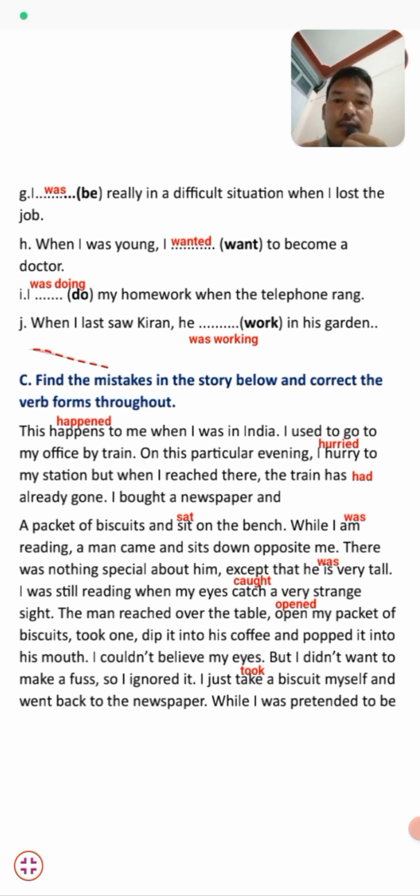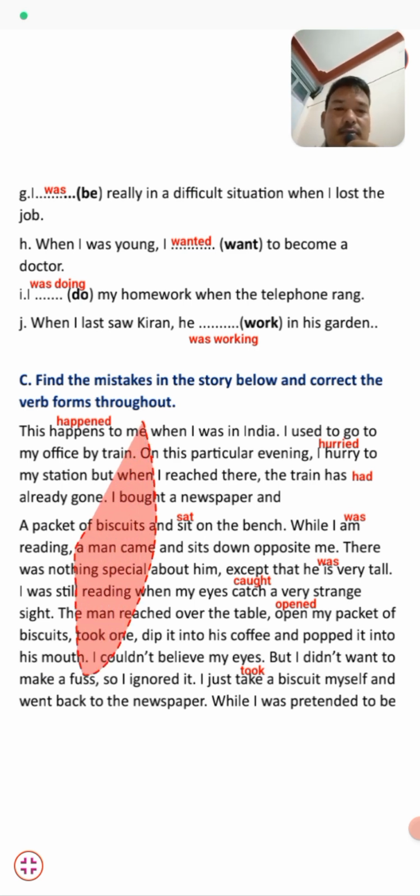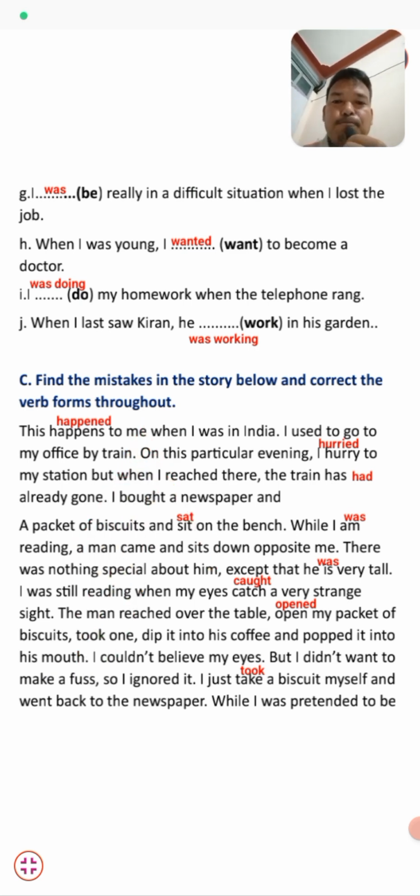Another exercise that is seen among students: find the mistake in the story below and write the correct form of the verbs. Students, as you know, a story is always written in the past tense, most probably, and you have to correct all these verbs you find in the story, then rewrite them.